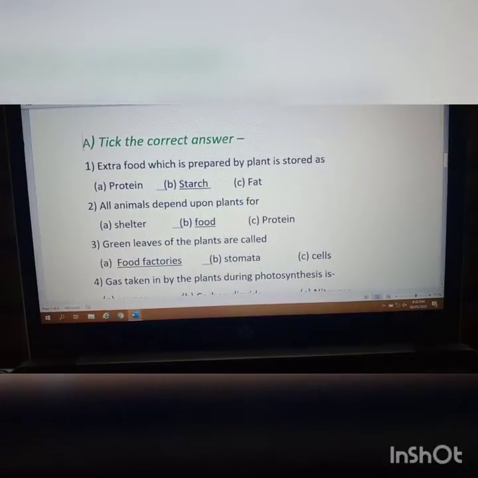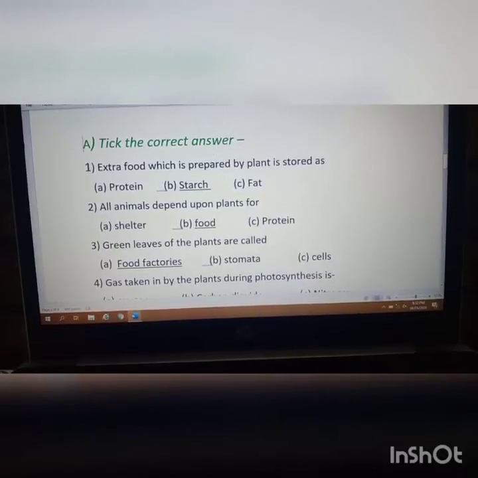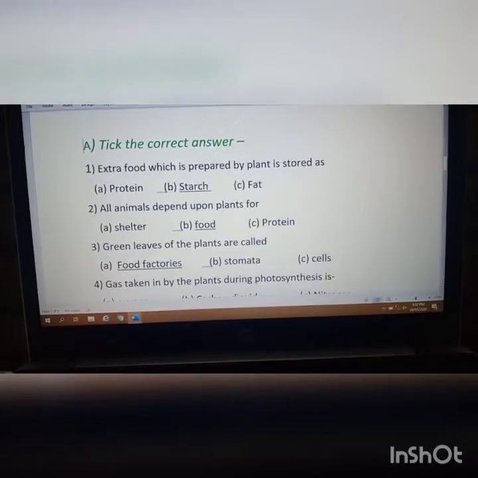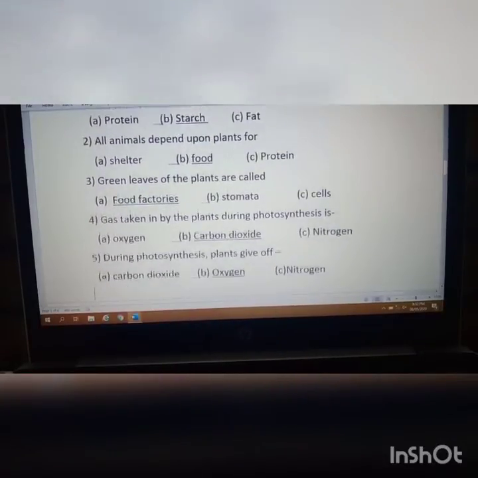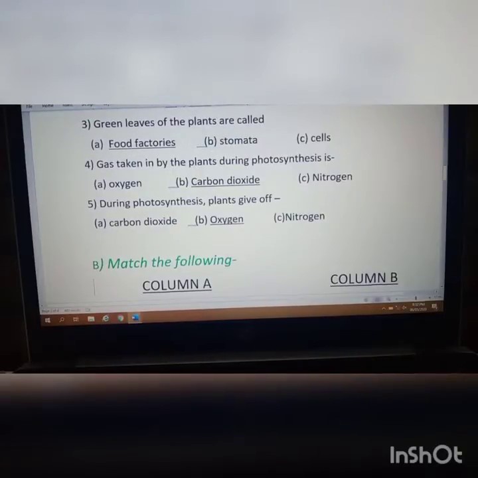Next question number 3, green leaves of the plants are called food factories. Okay, because here in the leaves the food is prepared, that's why it is called food factories. Next question number 4, gas taken in by plants during photosynthesis is carbon dioxide. Okay, this is a very important question. And question number 5, during photosynthesis plants give off, that is the gas, oxygen. So question number 4 and 5 both are very important. In the process of photosynthesis, carbon dioxide is taken in and oxygen is given off by the plants.